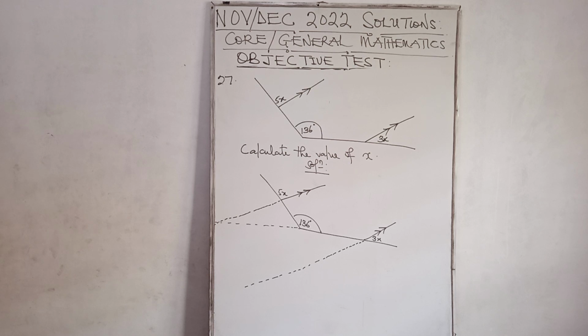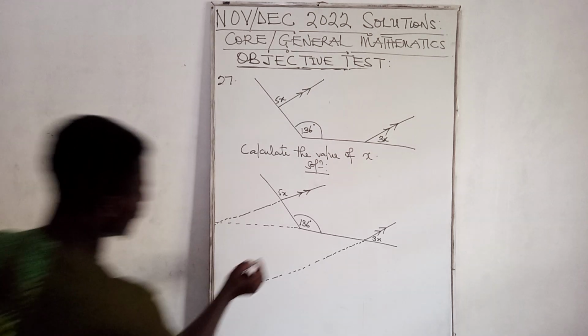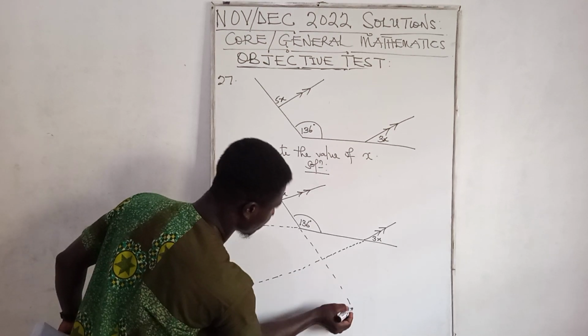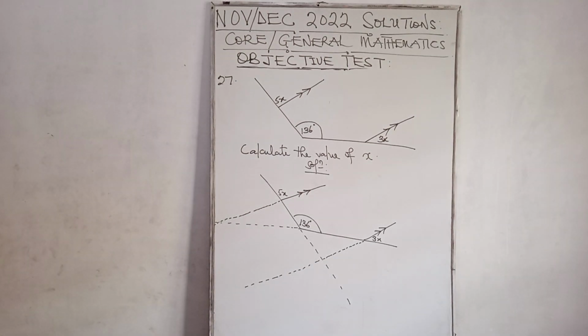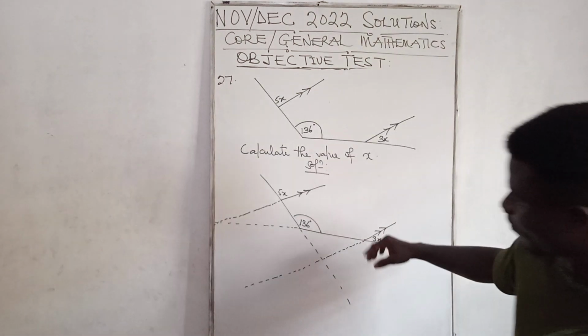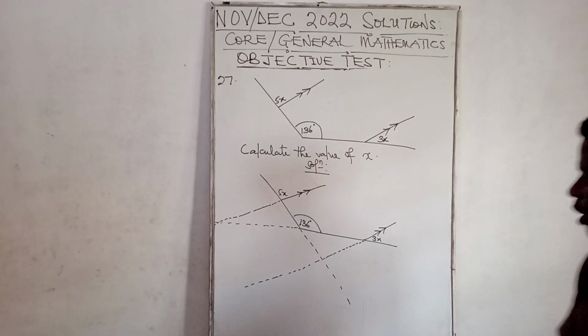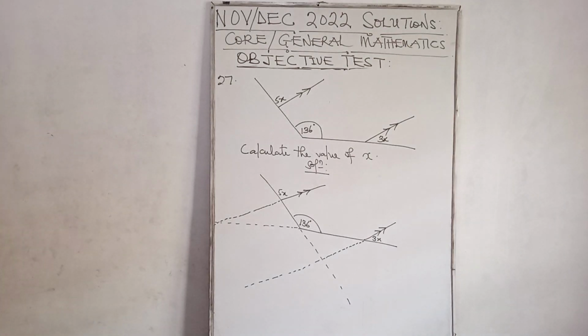Now I can extend this one down, and this one down as well. So I have this complete diagram here. Very, very simple. Now how best can we solve this? So now, watch here.